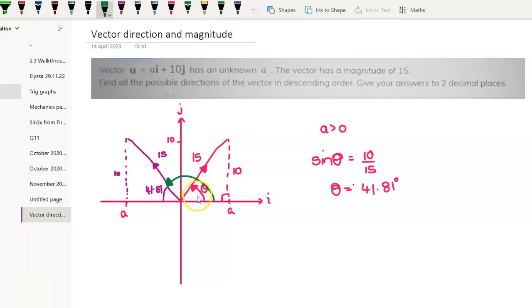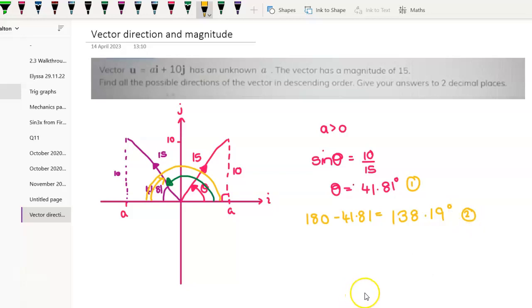So to find that angle, imagine we go 180 that way and then come back 41.81. So we're going to do 180 minus 41.81, and that will give you 138.19 degrees to 2 decimal places. Okay, so that's answer 1, that's answer 2. There's no other possible ones because a can only either be positive or negative.